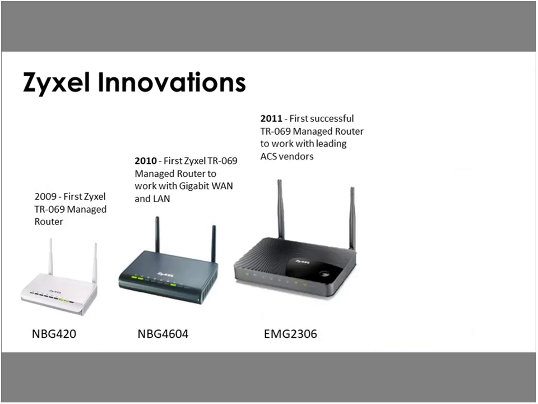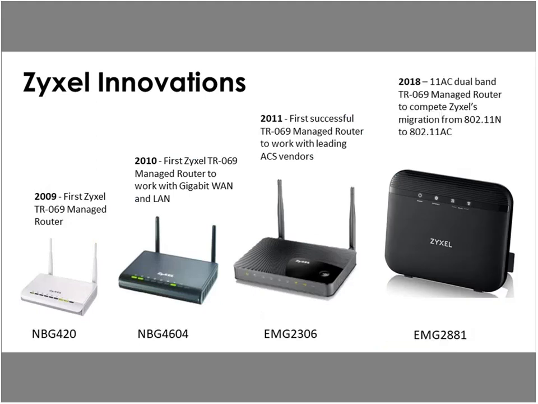Then in 2011, we came out with our managed router that works with a whole myriad of leading industry ACS vendors. This was our EMG2306. And now we're here to introduce in 2018 our latest addition. This is the EMG2881, again a TR69 managed router that actually completes our migration from 802.11n into AC.